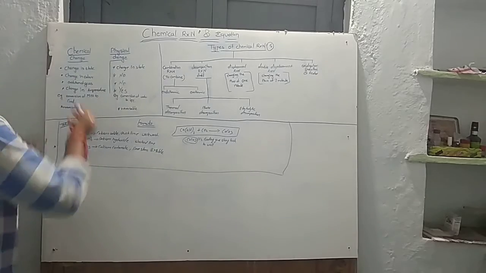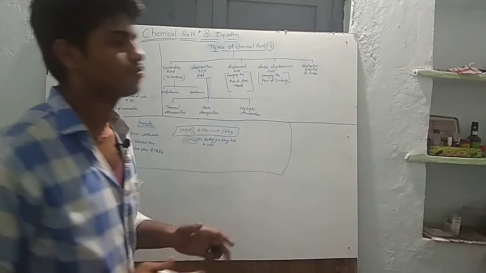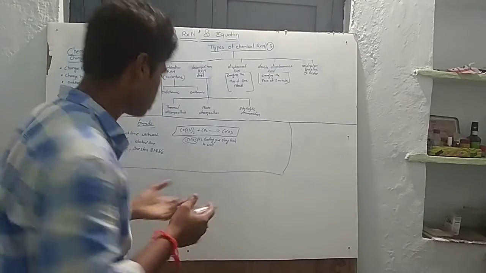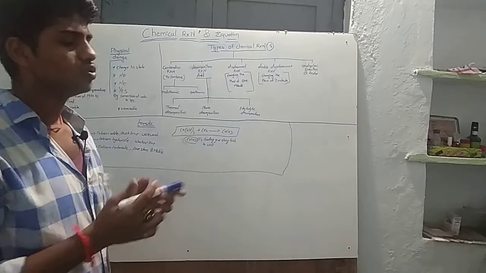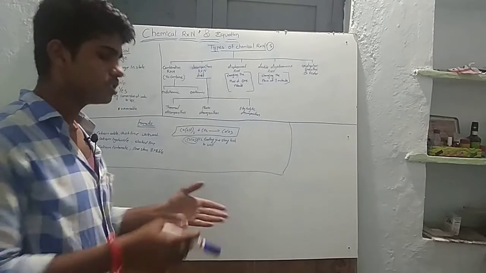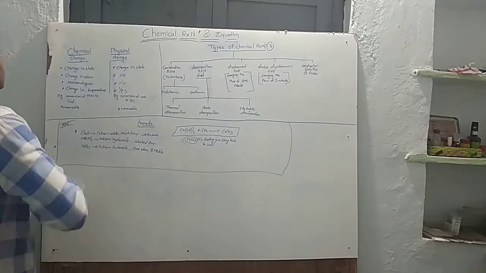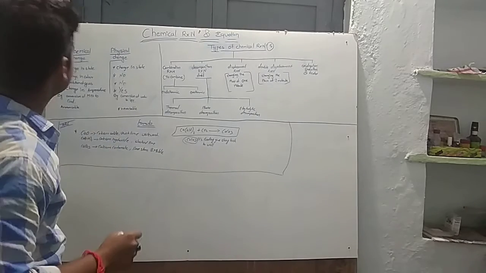First we will see what is a chemical change. For example, if you take milk and convert it into curd, then you can't convert that curd back into milk. Means the reaction is irreversible. Irreversibility is the property of chemical change.